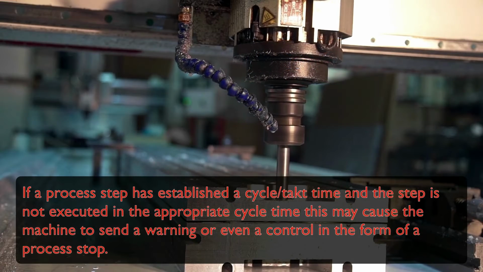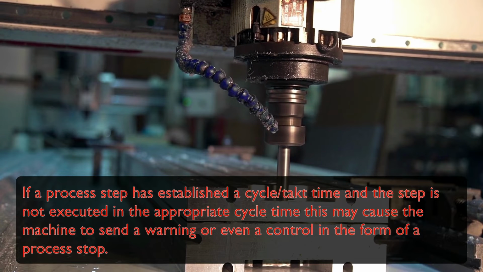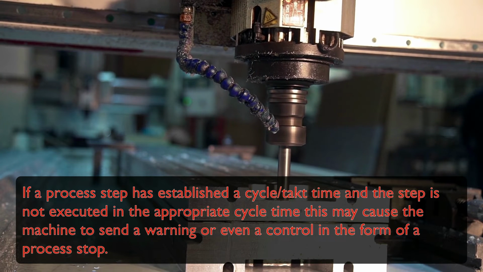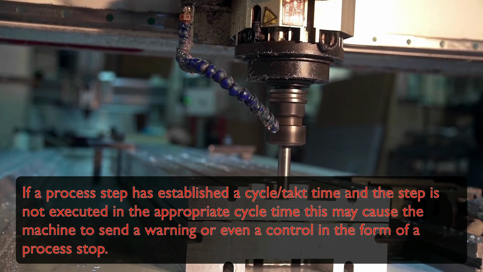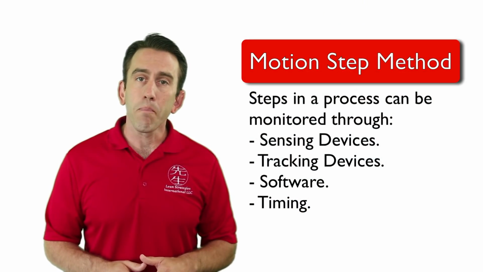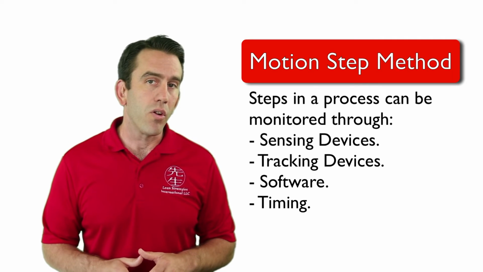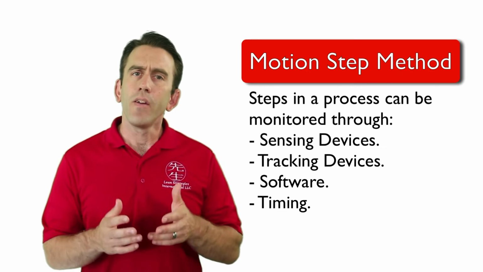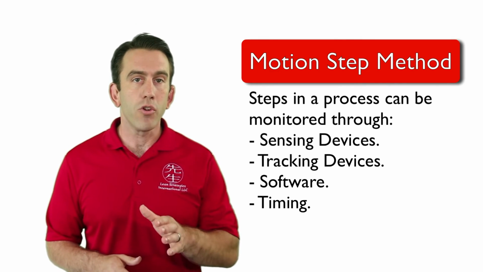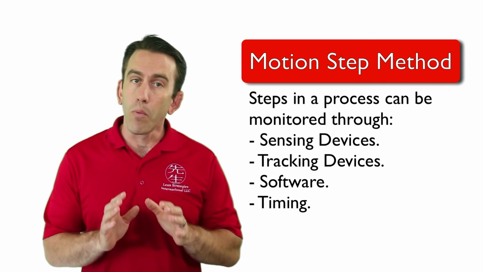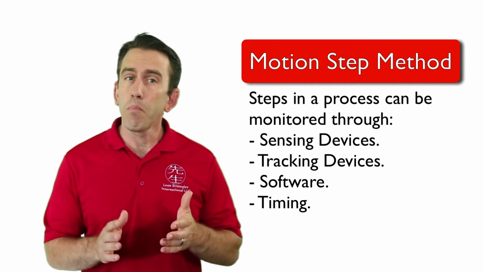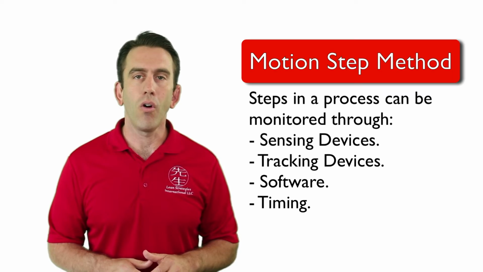For example, if a process step has established a cycle time and the step is not executed in the appropriate cycle time, this may cause the machine to send a warning or even a control in the form of a process stop. The motion step method oftentimes uses sensors and other devices to track and count steps as they occur. If the step or movement does not occur when it should, or occurs after or before the appropriate time, the sensors will trigger the equipment to send a warning and may stop the machine to regain control of the process.